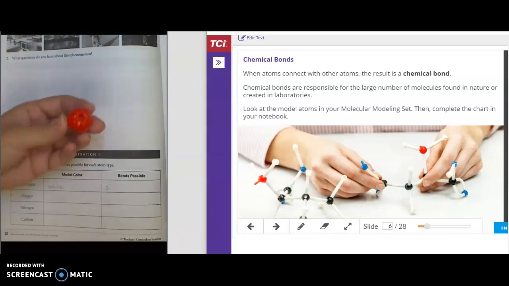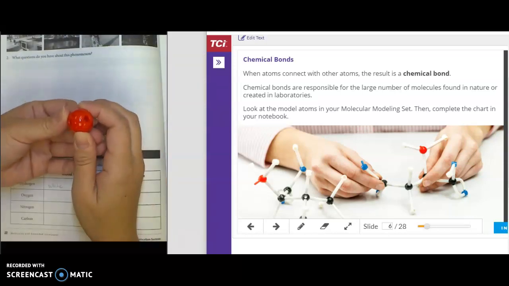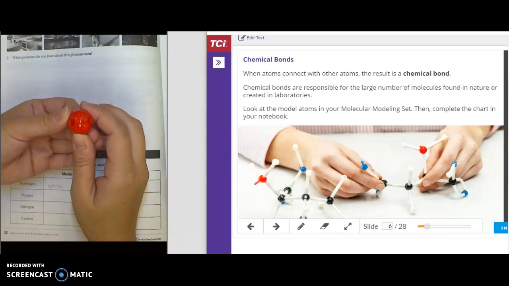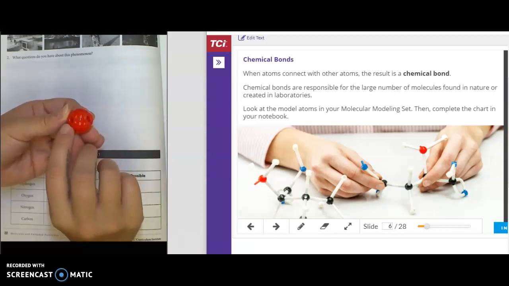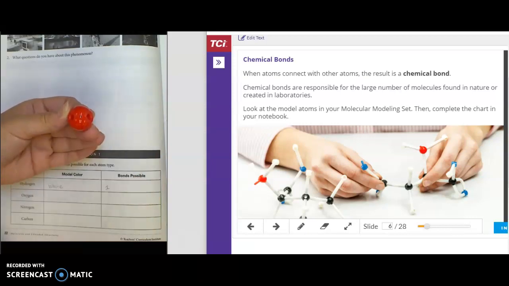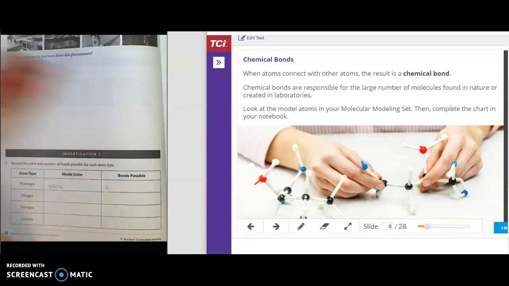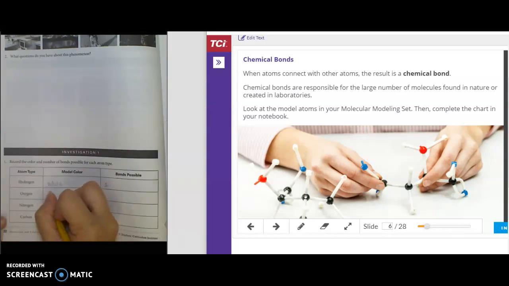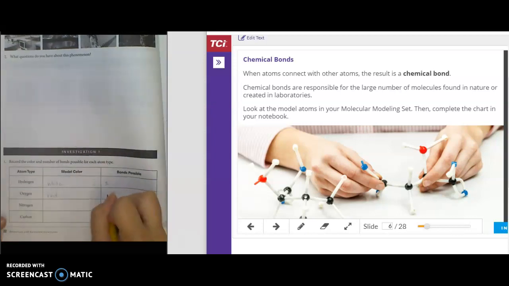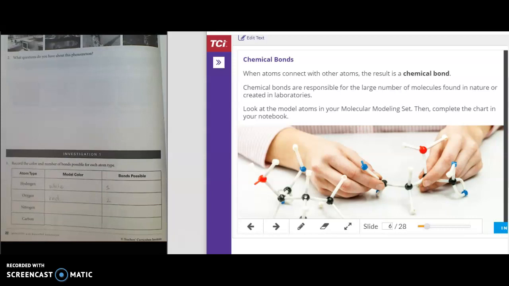So if we take a look at this actual atom, the model of the atom, I see that I have 2 areas where I can possibly make a bond form. So let's record that information. So oxygen is red, and it can form 2 bonds.